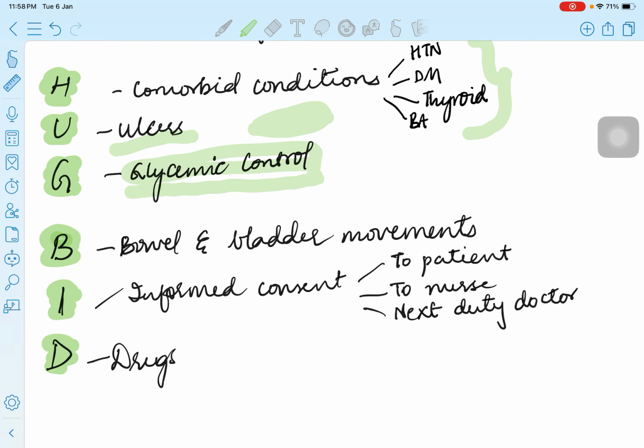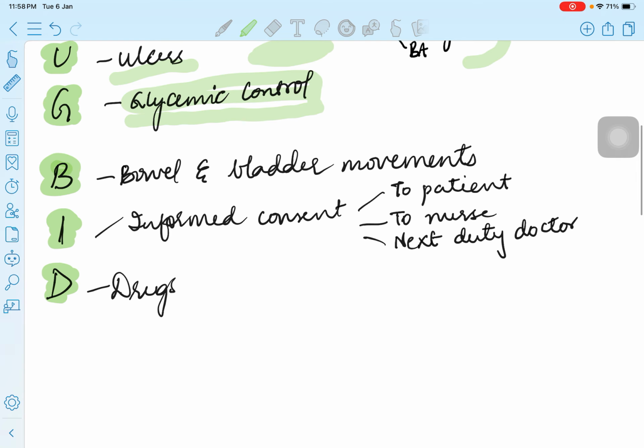And then for G, glycemic control. As India is the diabetic capital, we have to check for diabetic control in the patient, both pre and post operatively, because in the post operative period, if the glycemic control is not maintained, then the wound won't heal nicely.